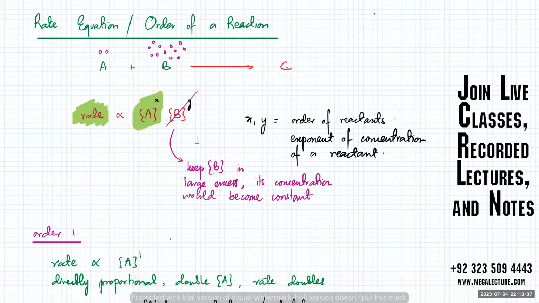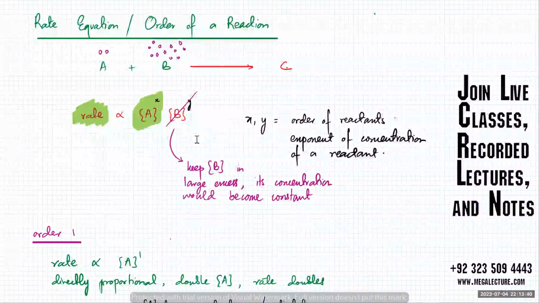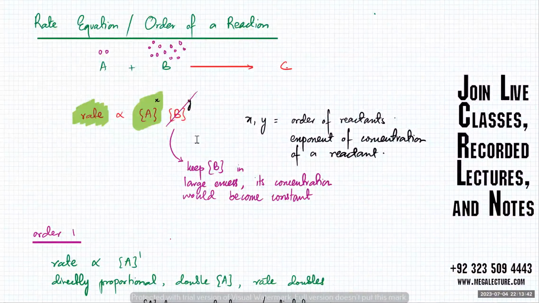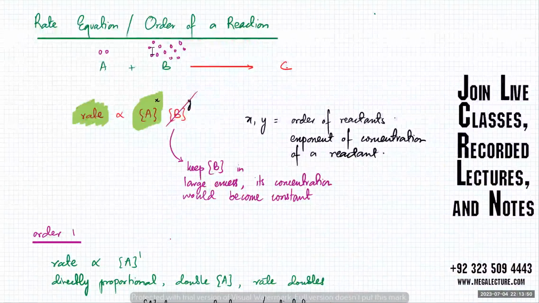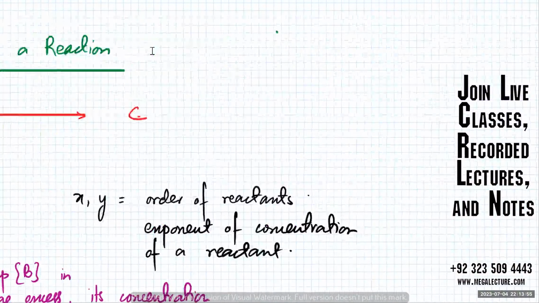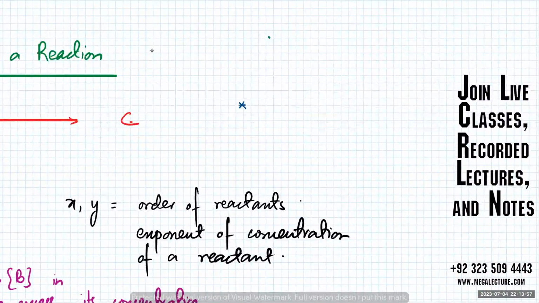Is this clear? Yeah. And X, the power X or power Y, is the order. I told you that the rate equation could also include catalyst. Sometimes the rate is also dependent on the concentration of catalyst.